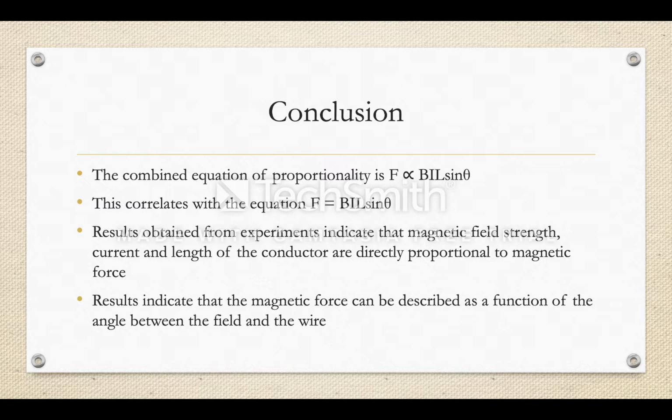The proportionality expression can be converted to an equation, F equals BIL sine theta. This equation can be used to predict the value of one variable if the other 4 are known.